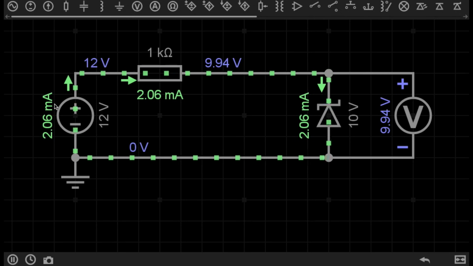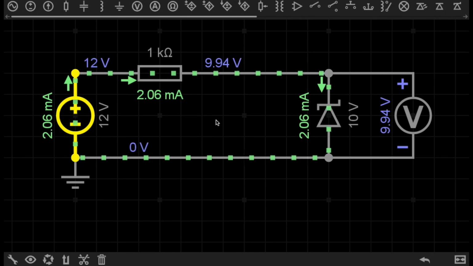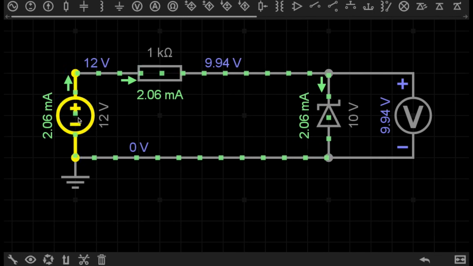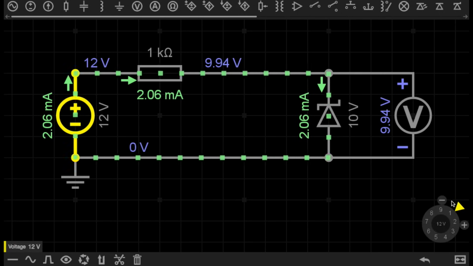I have a 12-volt power supply with a reverse biased Zener diode. Its reverse breakdown voltage is 10 volts. So therefore, the breakdown voltage has been exceeded by the 12-volt power supply, thus allowing the current to flow through the circuit. I have a voltmeter on the side here, and it's measuring 9.94 volts. Let's have a look at what happens when I increase the voltage of the power supply.